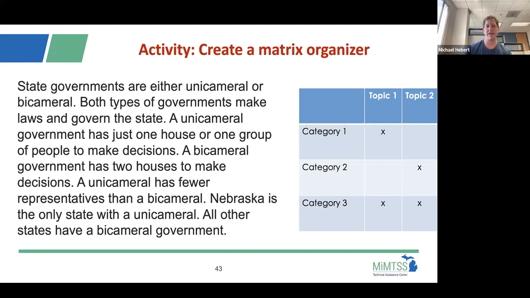So there I kind of fell into my own trap, right? So both governments make laws and govern the state. So what their purpose is for the government is to make laws and govern the state. So you might say, oh, the purpose of the governments is the same, right? And so you have to come up with that overarching category. And that makes you think a little bit more deeply about how these things are similar and different, right? So it's a little bit different than just filling out a straight Venn diagram. Beth says Venn diagram has more opportunities for interpretation, and the matrix is a little bit more specific. Yeah, I think that's true.